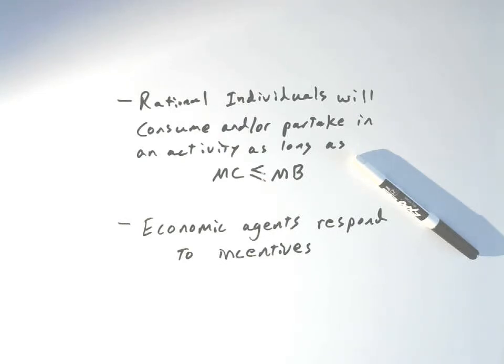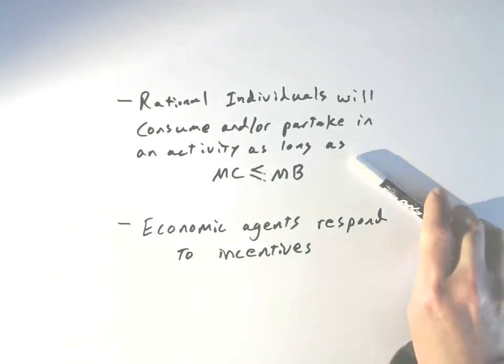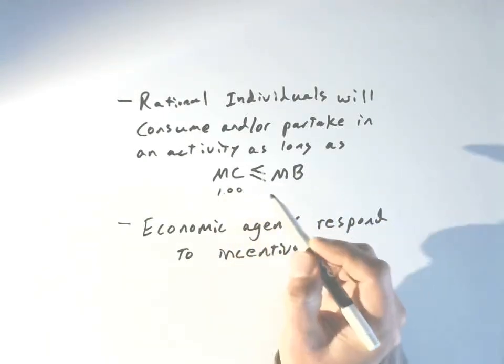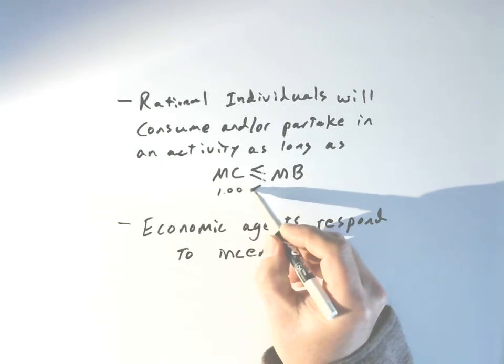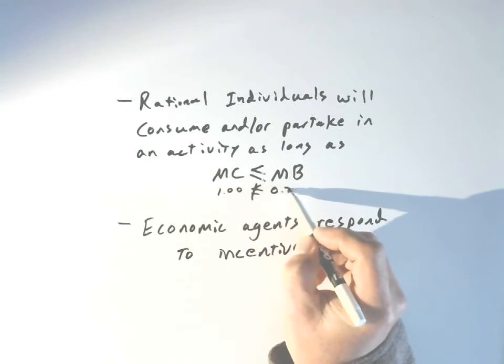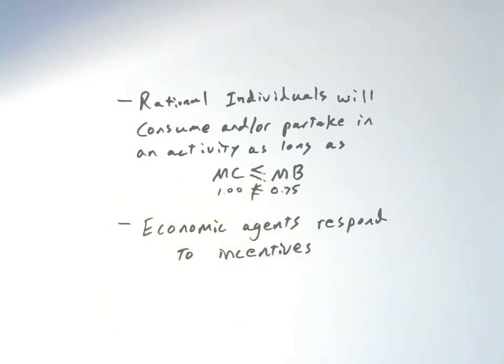However, if you think you're only going to get 75 cents worth of satisfaction out of that candy bar, then the cost of that candy bar, which is $1, is not in fact less than or equal to the benefit of that candy bar, which you project as being 75 cents. In other words, you will not buy that second candy bar because the marginal benefit isn't at least as much as the cost.